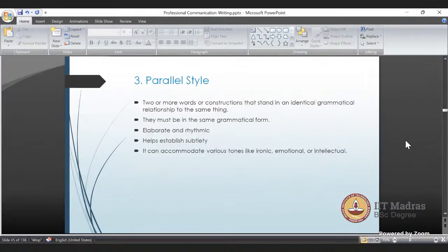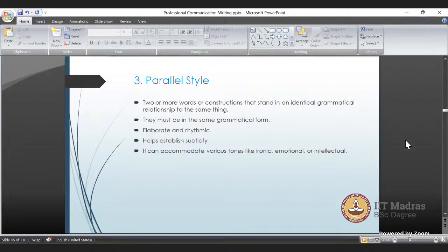Now we have the parallel style. Okay. Now what is parallel style? This is strictly grammatical. This is strictly related to the structure of the sentence. What is it? Two or more words or constructions that stand in an identical grammatical relationship to the same thing. They must be in the same grammatical form. They can give you elaboration and they can make your sentence rhythmic.